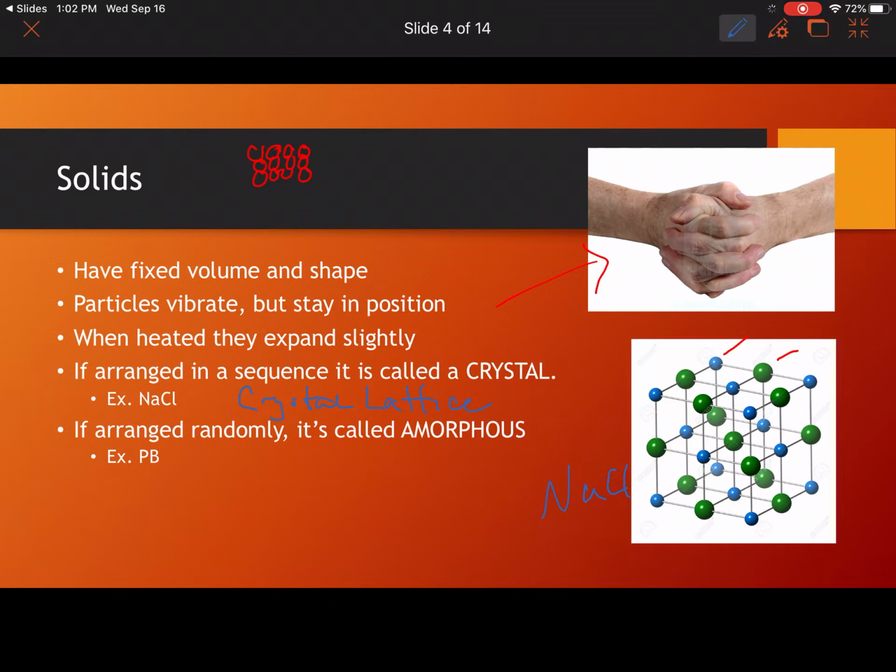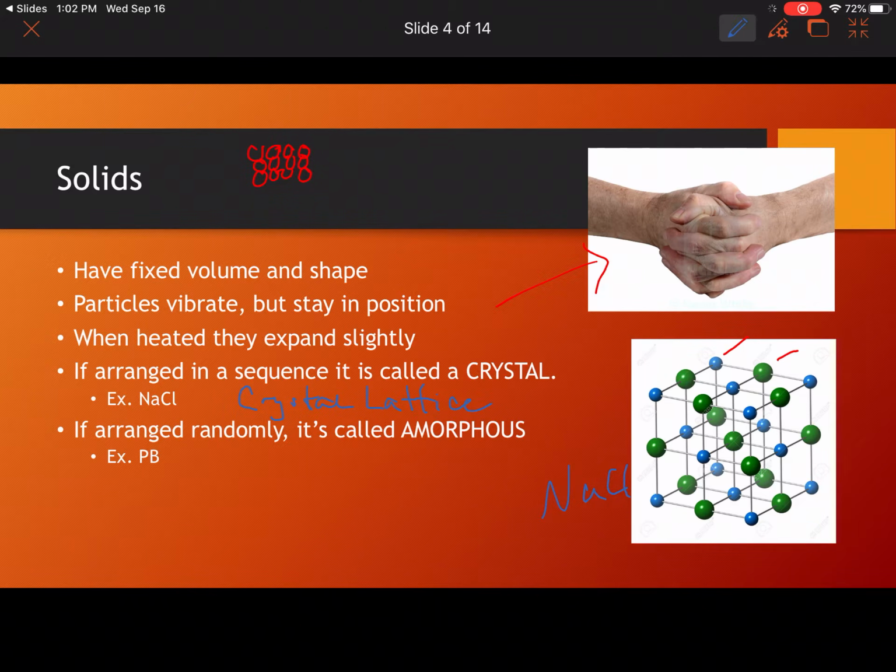And I have a joke for you. Why did the chemist put salt on his salad? How else was he going to get the lattice in? Ha ha ha. Always got to have some lame chemistry jokes here.